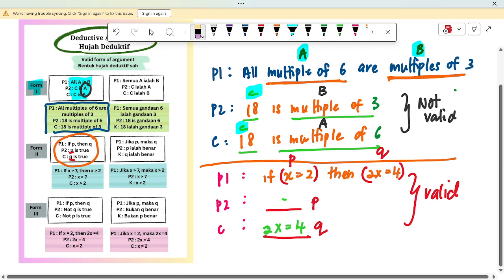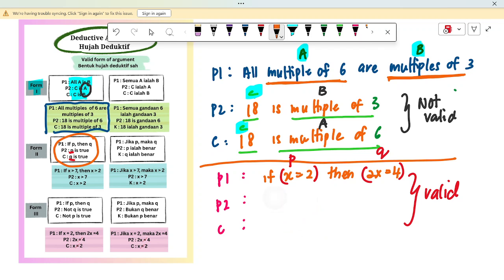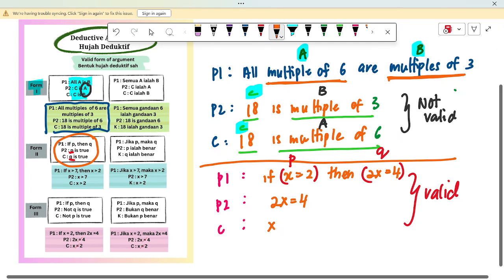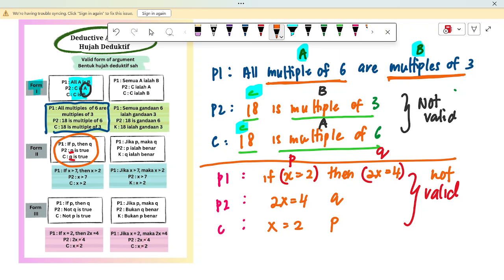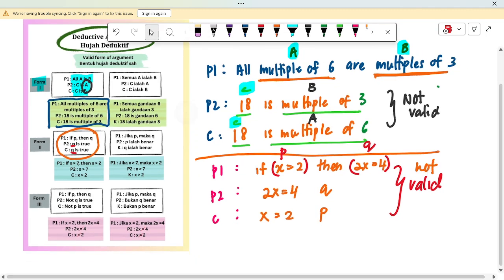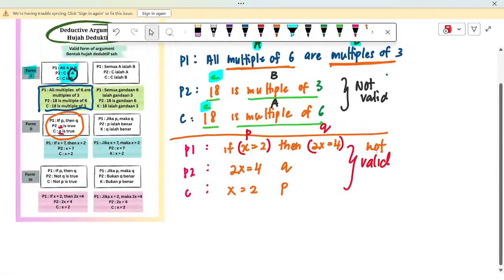If I would have added 2x equals to 4 and x equals to 2, then this would have been a Q, this would have been a P. It's not following your sequence of form 2, then it's not valid. So you need to know P first, only then Q. This is your second form. Okay. Your third form is very similar as your second form.